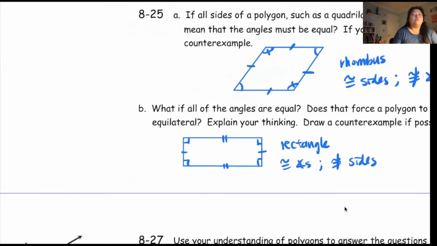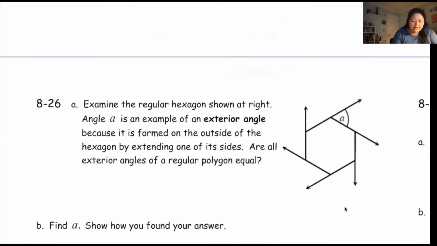Okay, so remember, one doesn't mean the other. So if you have both, that's when you can call it a regular polygon. You can have one or the other. One doesn't imply the other. Okay, all right. 26 here.